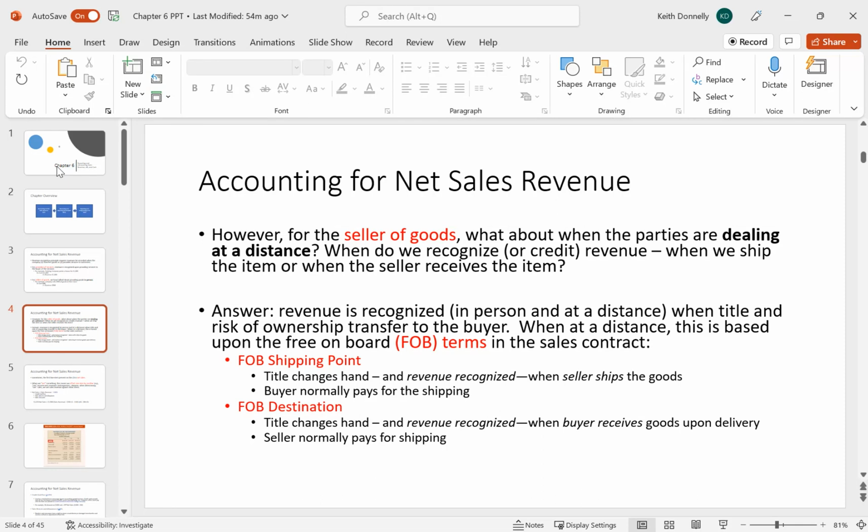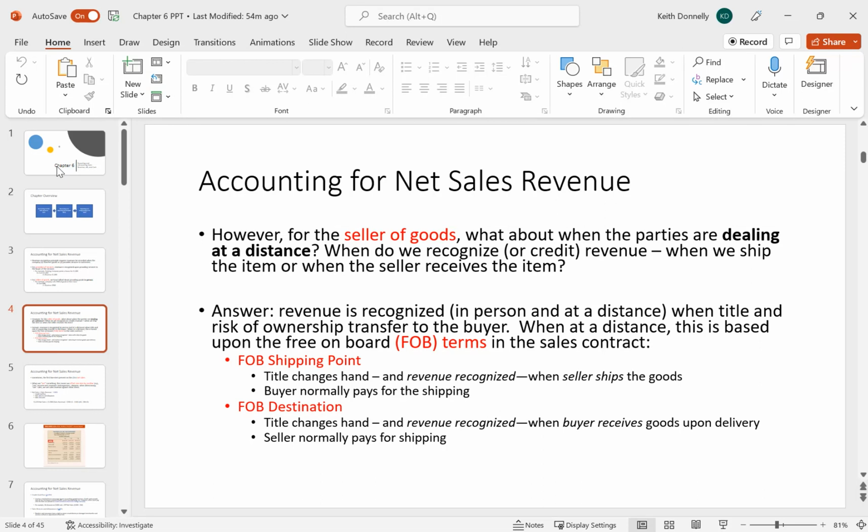Well, here's the idea. Under GAAP, revenue is going to be recognized, whether it's in person or at a distance, when title and risk of ownership transfers to the buyer. Now, when they say the word title, they mean legal title, like the title to your car. So normally in person, title is going to transfer: here's the pizza, there you go.